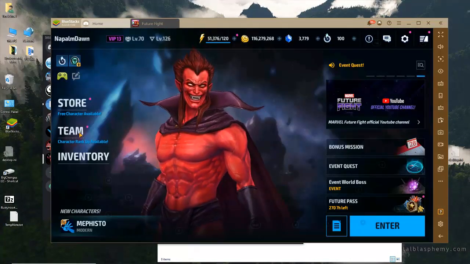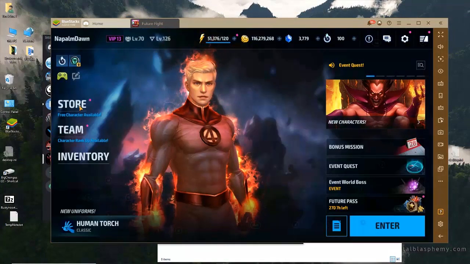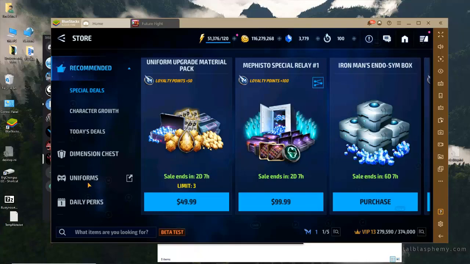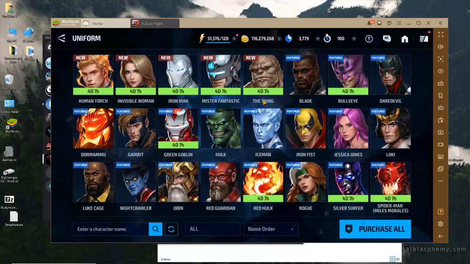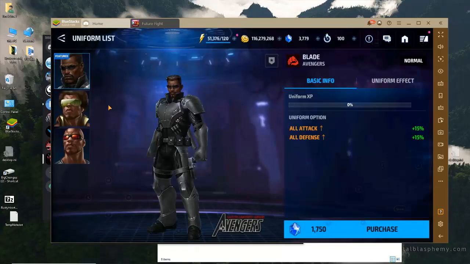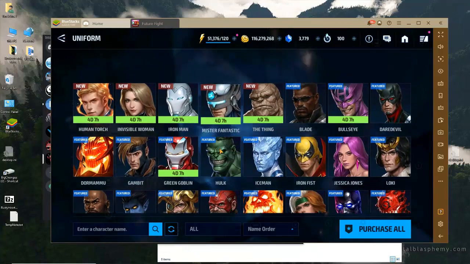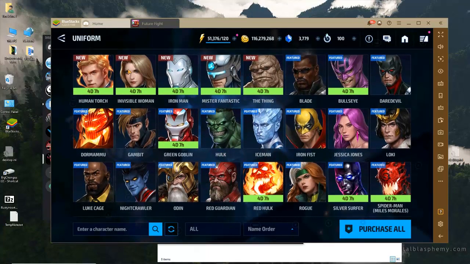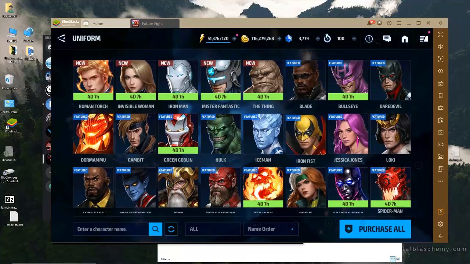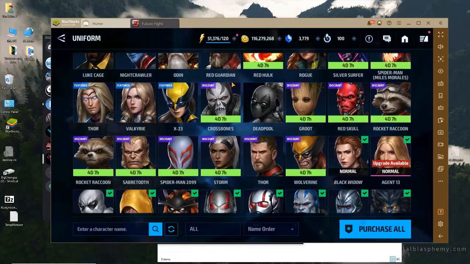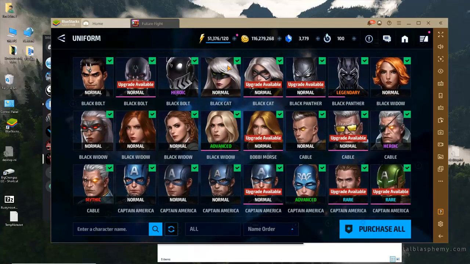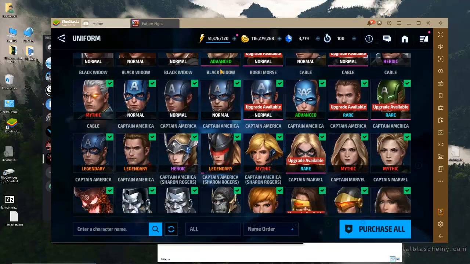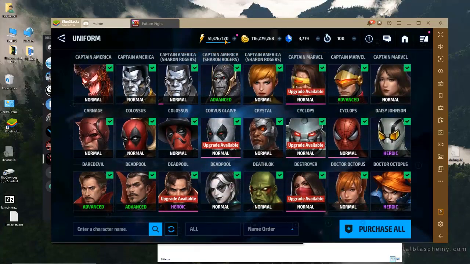I have not raw counted the amount of uniforms in this game because it's extremely tough to do. However, if we go to the store and we go to uniforms and we go to all, now individual characters are not listed here. You will never see the base character. You will only see the uniforms. So, again, we're looking at 8. 1, 2, 3, 4, 5, 6, 7, 8. So 8 per row, and on the screen is 3 rows. And on the screen is now 6. And on the screen is now 9. And now we have 12.